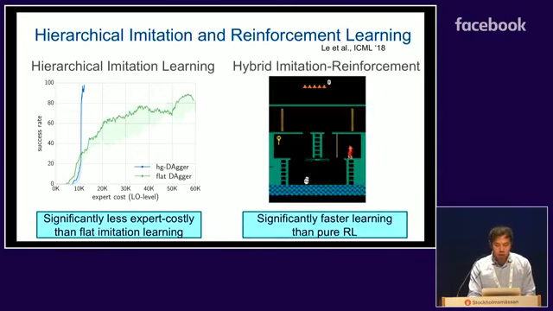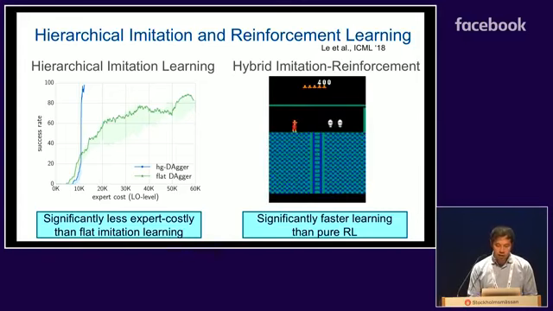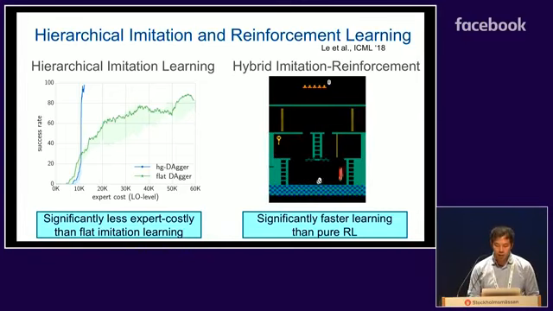We also extend our approach to hierarchically composed imitation learning at the top level and reinforcement learning at the low level, and apply it to the challenging Atari game Montezuma's Revenge. And we show that using only a modest amount of expert feedback, the algorithm can still learn significantly faster than using pure reinforcement learning.